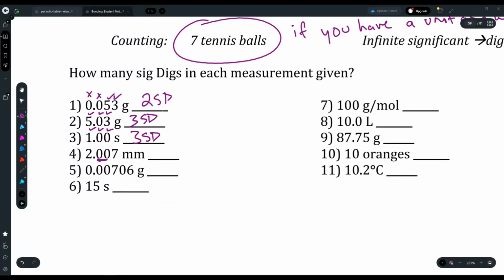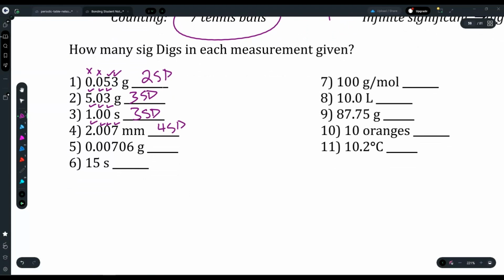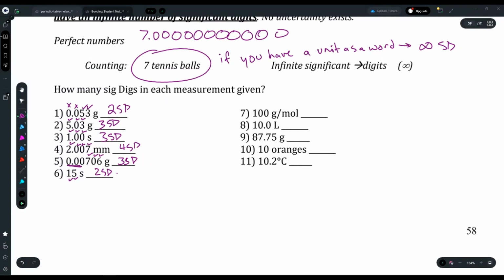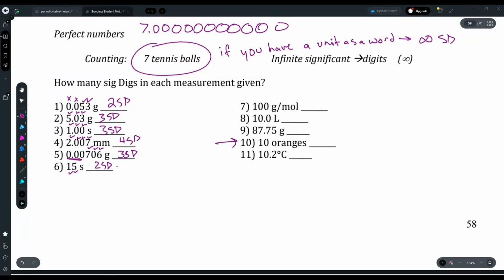We got sandwich zeros, those count, so all of these count, so that's 4 sigdigs. The leading zeros do not count, so we have 3 sigdigs. And then with this one, we've got 2 sigdigs. Okay. Now for number 10, because it has our unit as a word, this would be infinite amount of sigdigs.